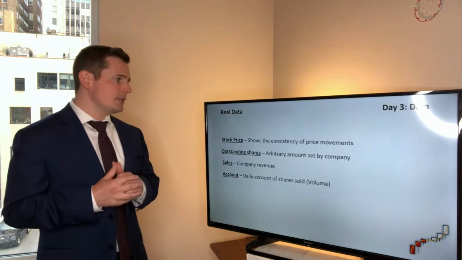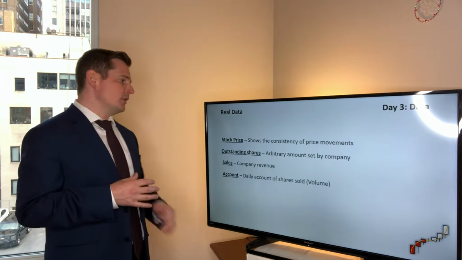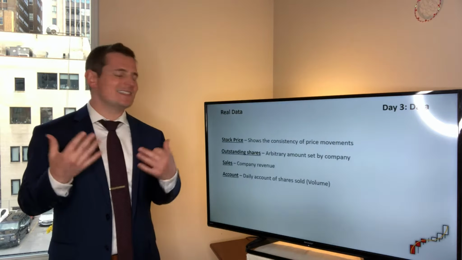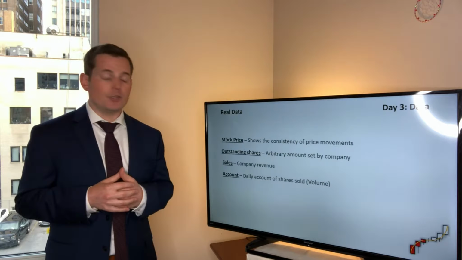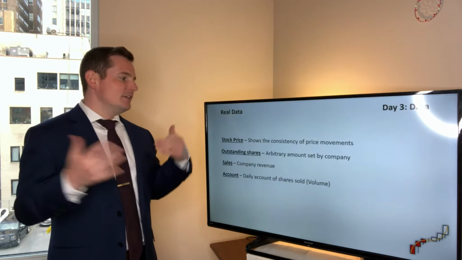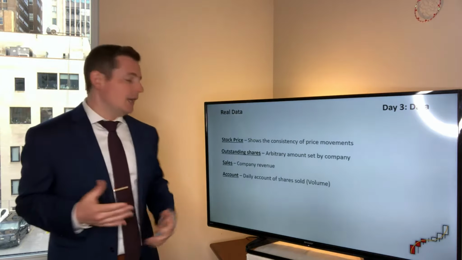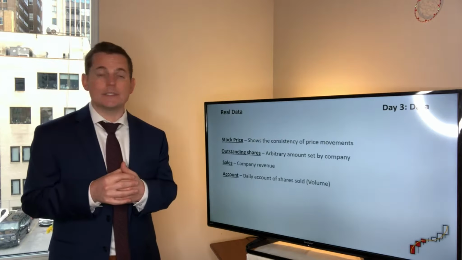So the stock price, it shows the consistency of the price movements. The outstanding shares is an arbitrary amount that's set by the company, and sales is just a company's revenue. And the account is the daily account of shares sold, which is just the volume. That's just an account of what happened today, how many shares traded hands.